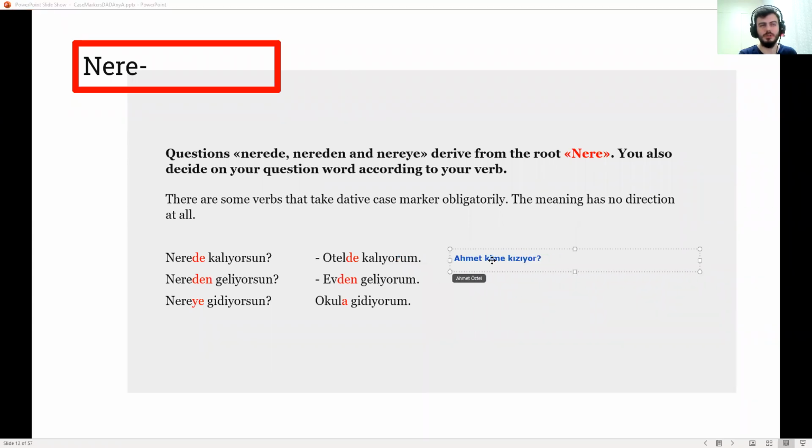Whenever you have a question that is asked by a native person to you, don't panic, because you already have half of the answer in the question that is being asked. Nerede, nereden, and nereye. You can just think about your answer and then put the case marker that person already asked.